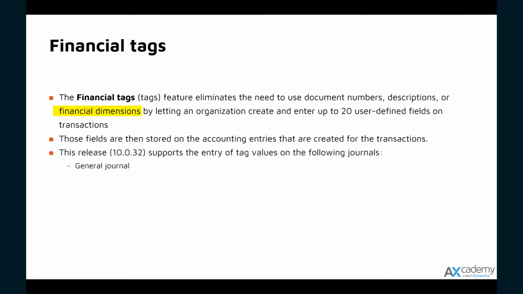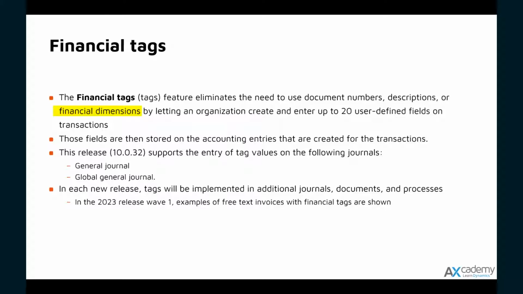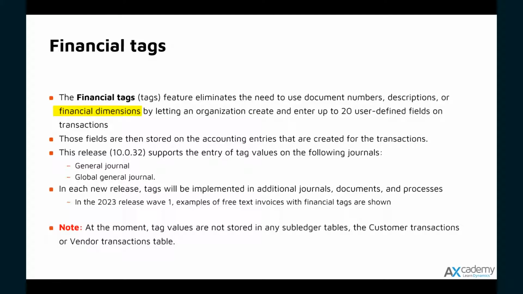We still store the information on the accounting entries right now, with the release coming out in general availability in March. I think it is 10.0.32. We've got these going on general journal or global general journal as well. So moving on to see a bit about how these can be created, if you can override the predefined things and so on. I just want to mention again that in coming releases, apart from doing things in general ledger, in general journal and the global general journal, which is pretty much the same thing, we'll also be able to do it. I mentioned free text invoices, and it will be on other documents in other processes too.